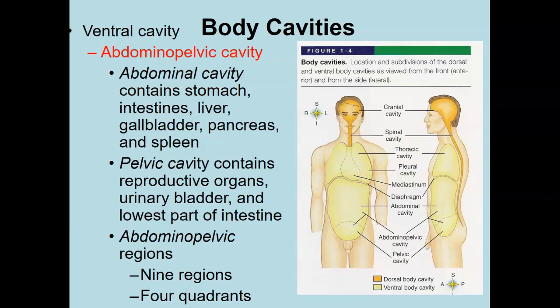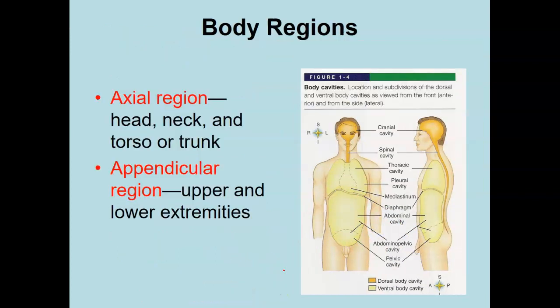Abdominal cavity contains the stomach, intestines, liver, gallbladder, pancreas, spleen, things involved in digestion. Pelvic cavity, like I mentioned, reproductive organs, urinary bladder. Lowest part of the intestine, I forgot that part, is in there. And then you can break this abdominopelvic cavity into 9 regions or 4 quadrants. Why do we do that? We'll get to that in a few minutes, okay?